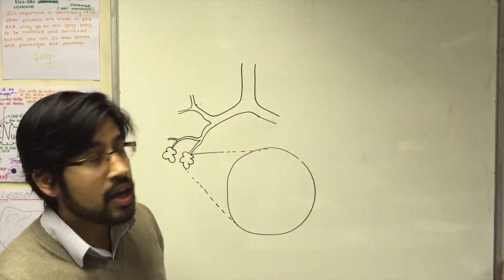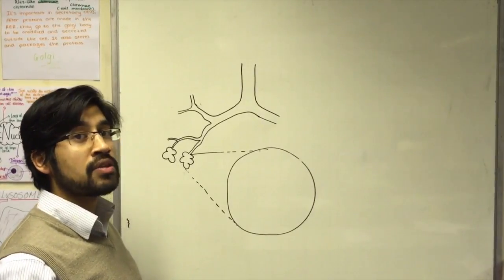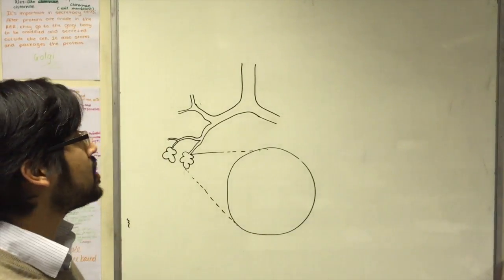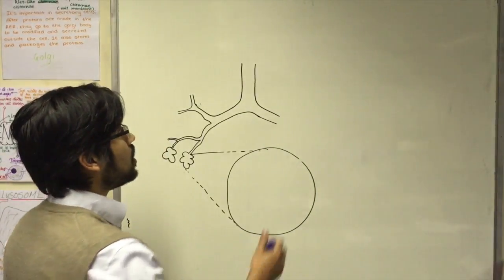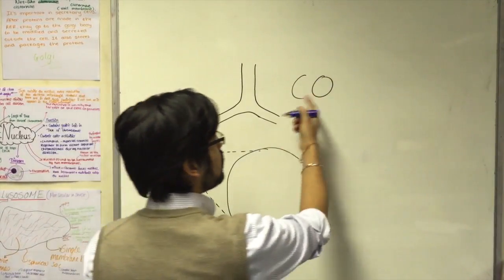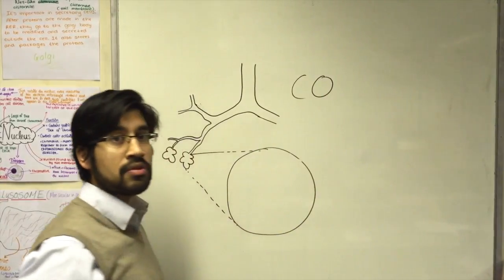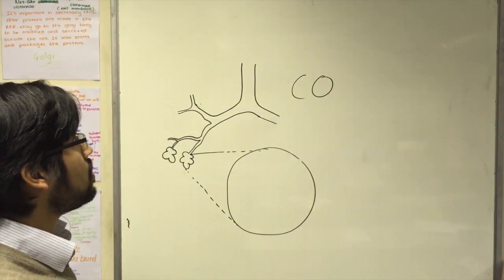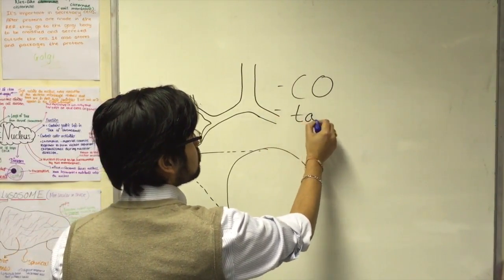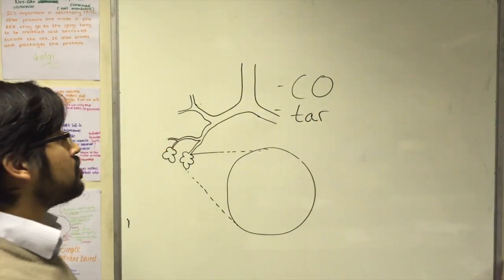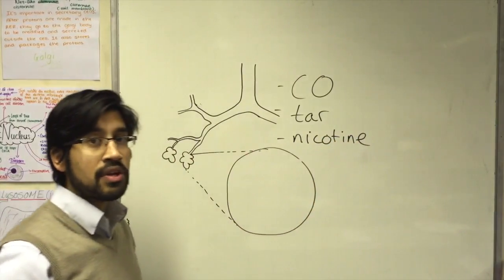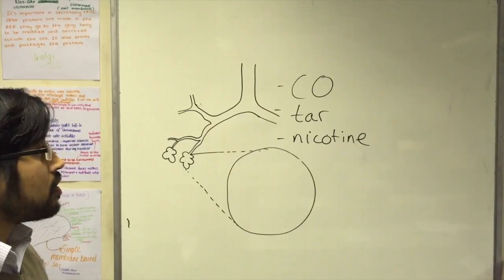Right. The next part of the course is about the effects of smoking, okay? Now, there's three main components of cigarette smoke that you need to know the effects of. First, carbon monoxide. You are not to use the abbreviation, you're to use the full term. Okay? Carbon monoxide, that's one. Another one is tar. And the third one, nicotine.